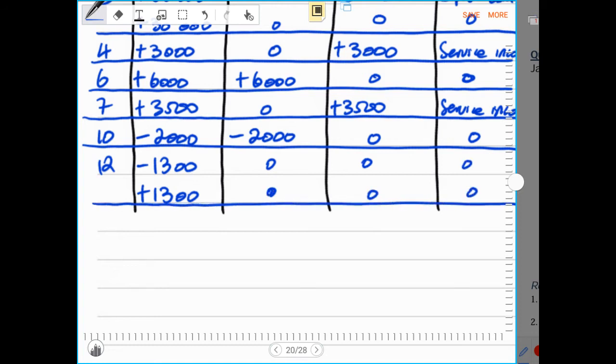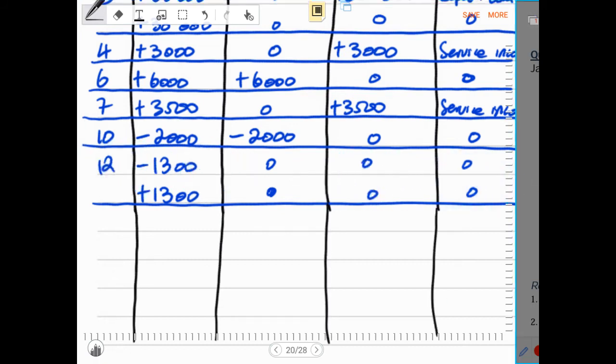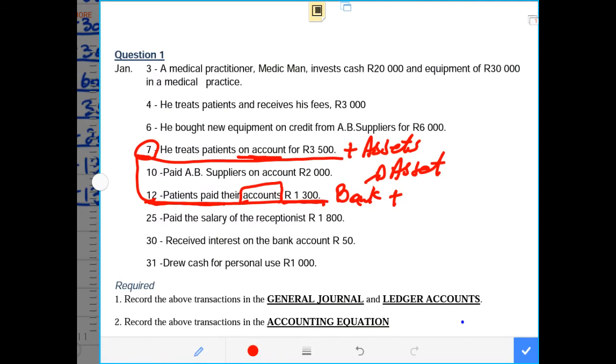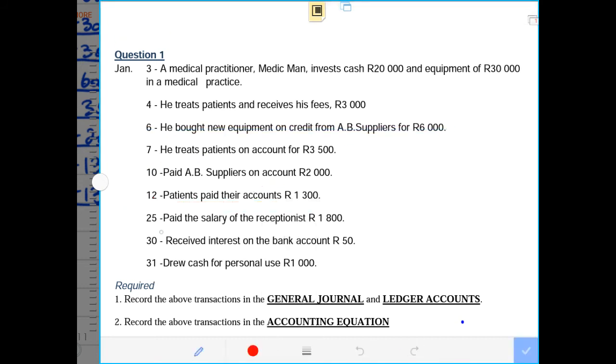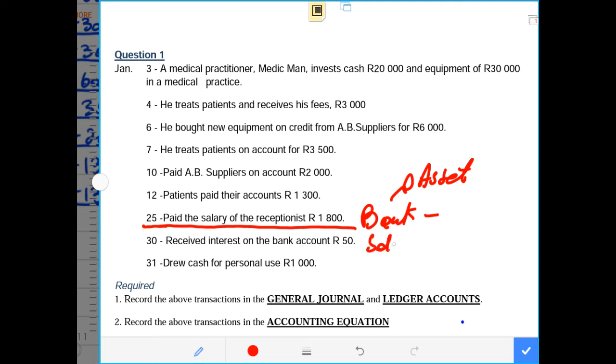Then after now, we continue on that same note and we do the next transaction. And the next transaction is on the date which is the 25th. Only 3 entries are left. Then after I am done. On the 25th, it says paid the salary of the reception, 1.8. We know that if we pay it, bank will decrease. Bank will decrease because money is going out. And we know that bank is an asset. Then after we say salary.